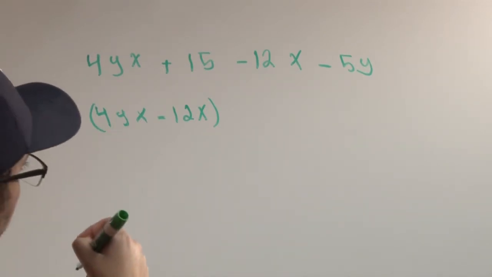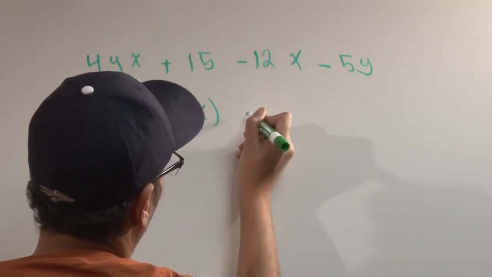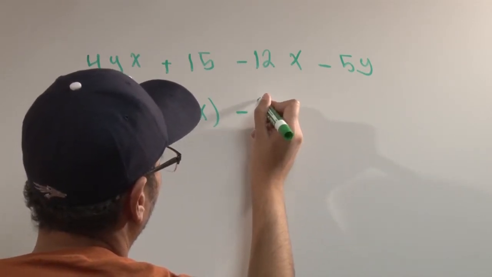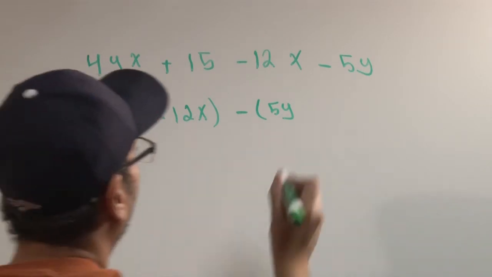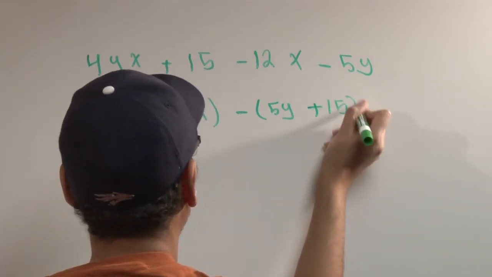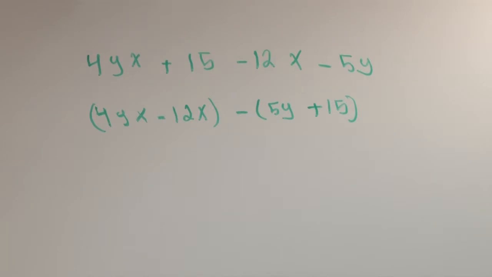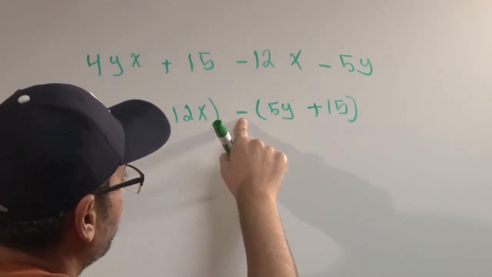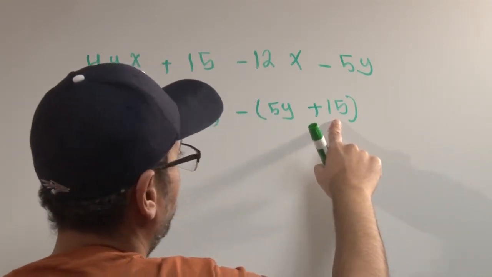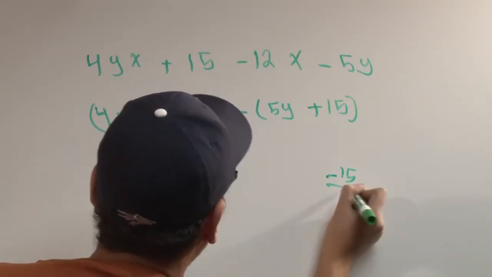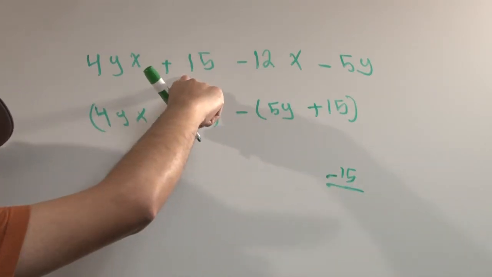And the other one, I will say minus 5y plus 15. Is that correct? No. Why? Do you remember what I told in the first example? Try to get this down. Negative times plus 15. What would we get? We get negative 15. Is this negative 15? No.